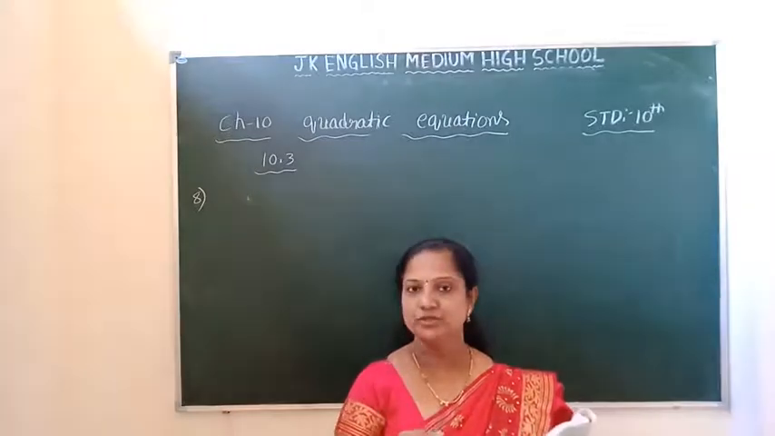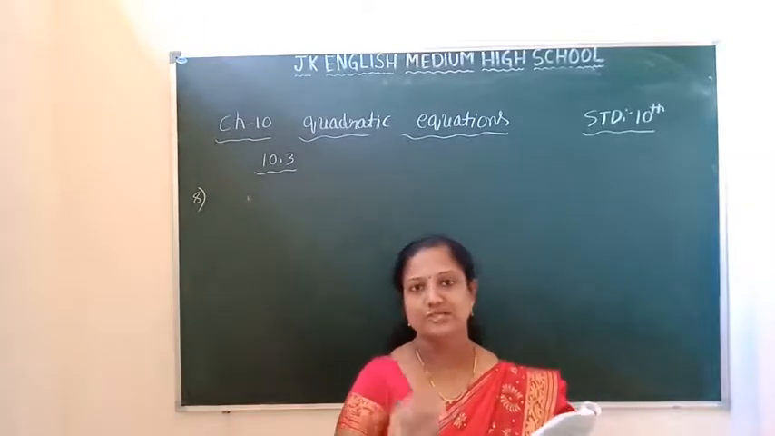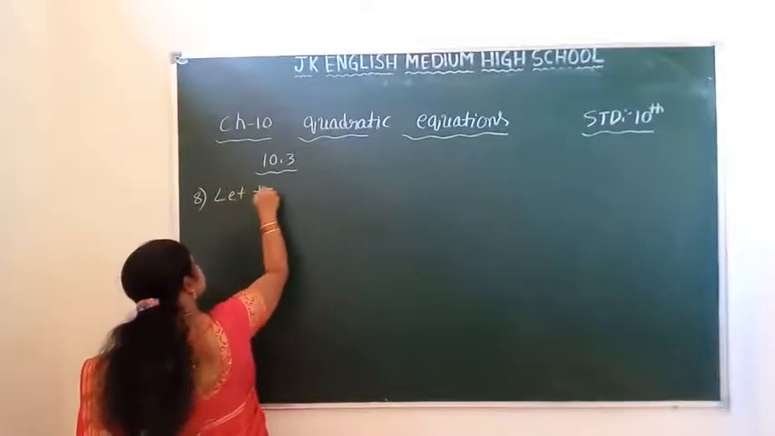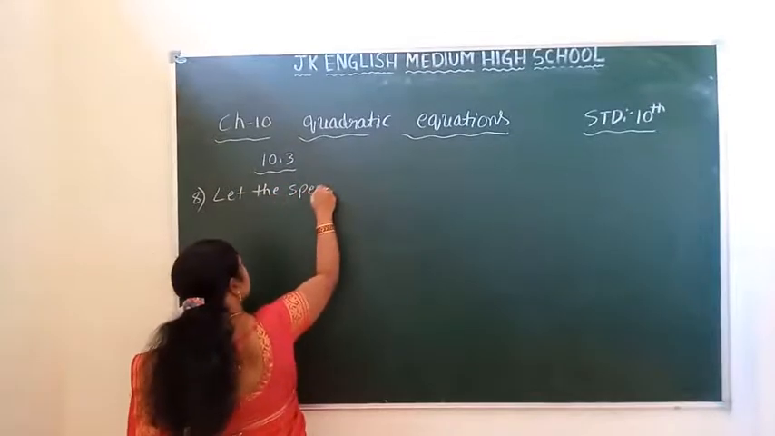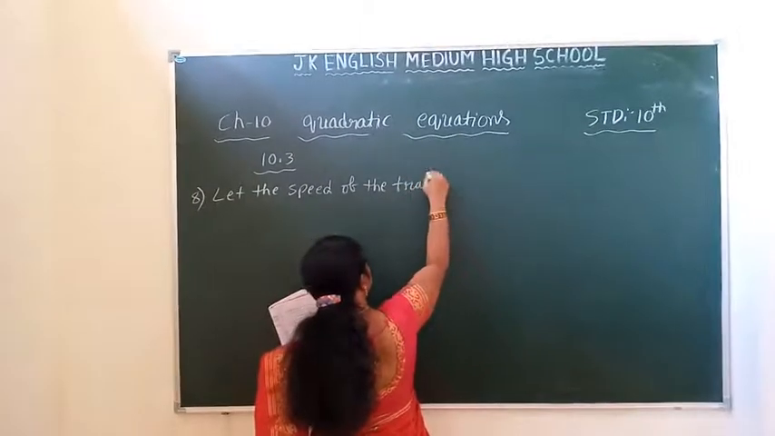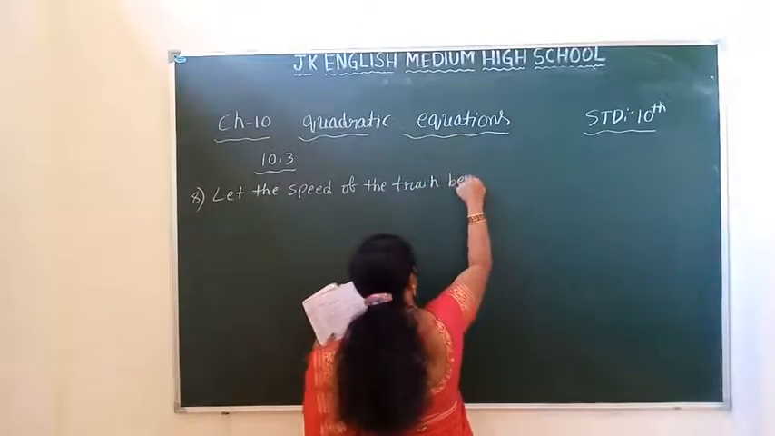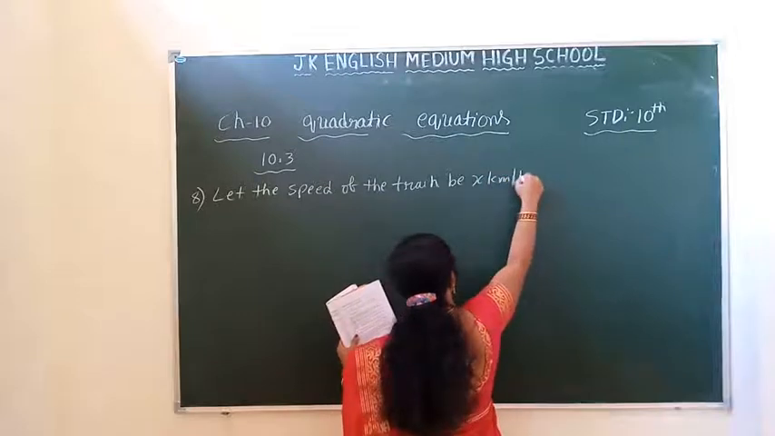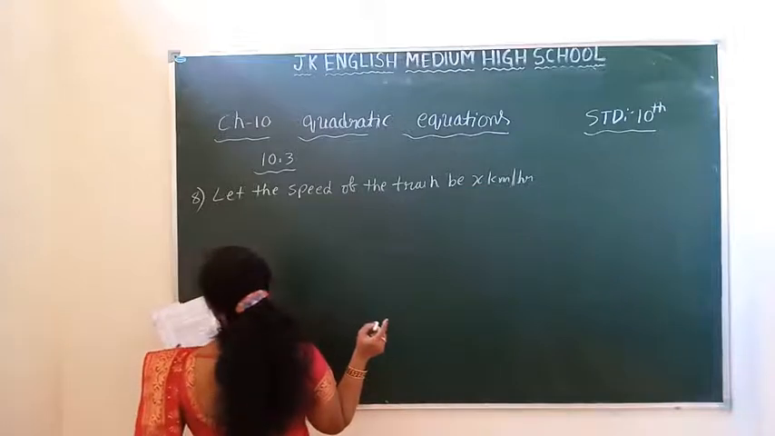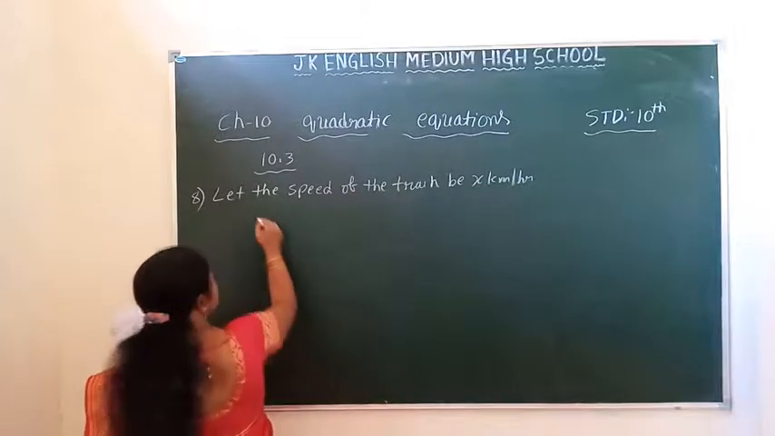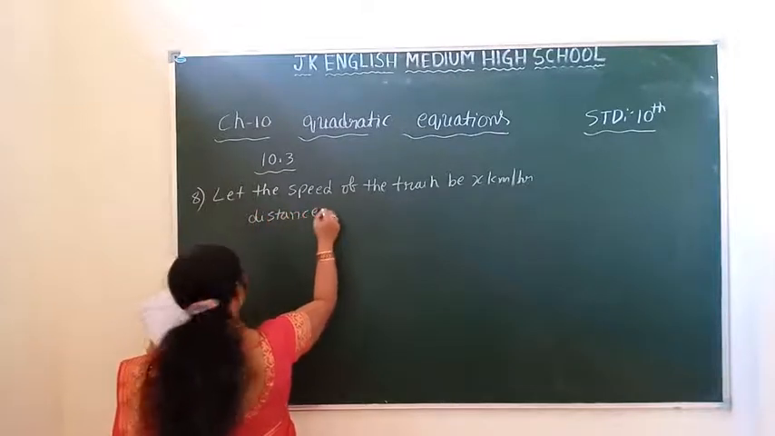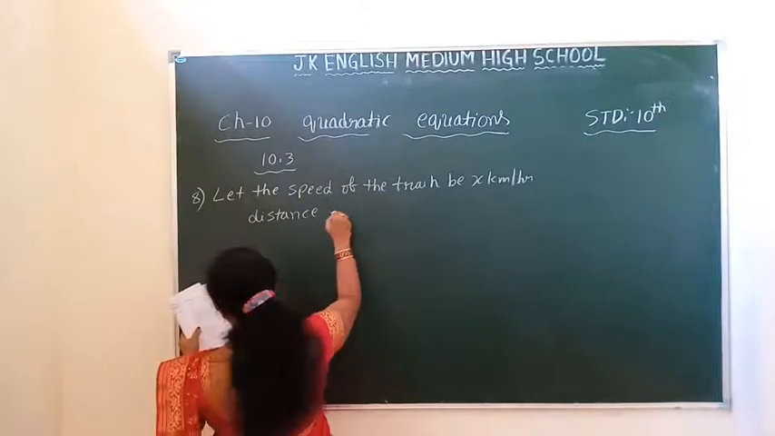So what I will find out: let the speed of the train be x kilometer per hour. The train travels 360 kilometer. Distance they gave: travels 360 km.